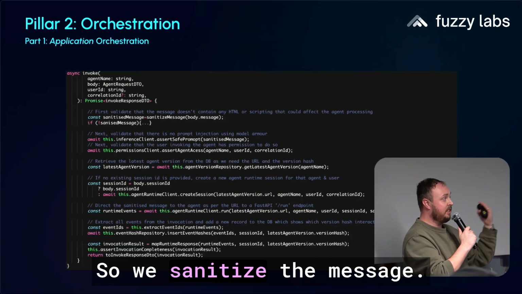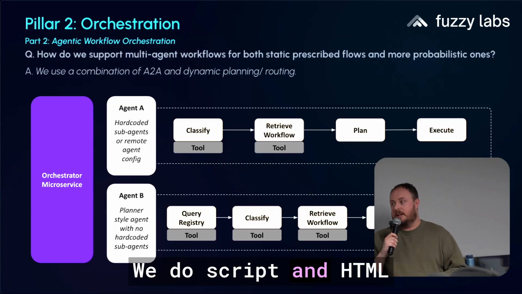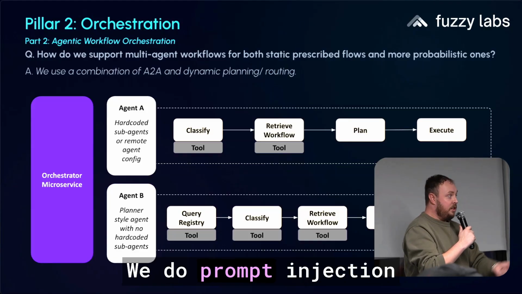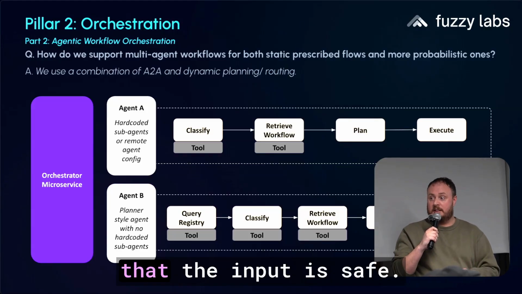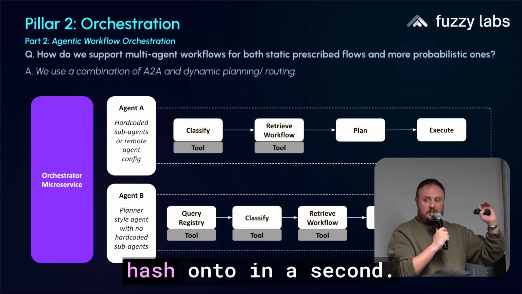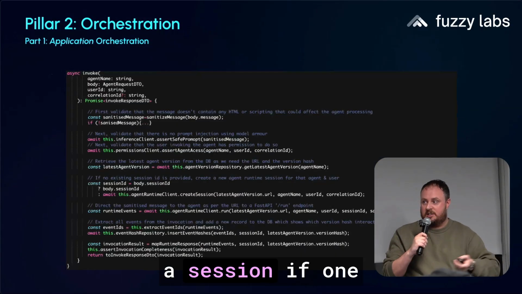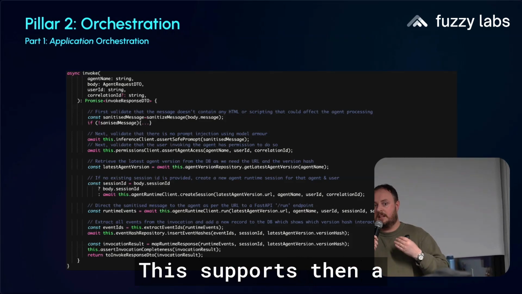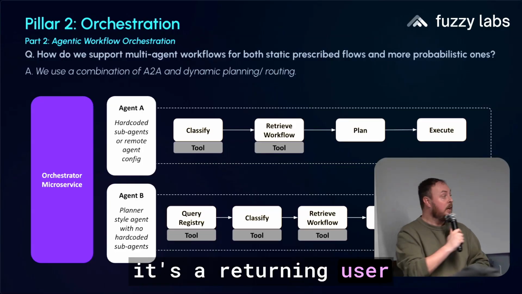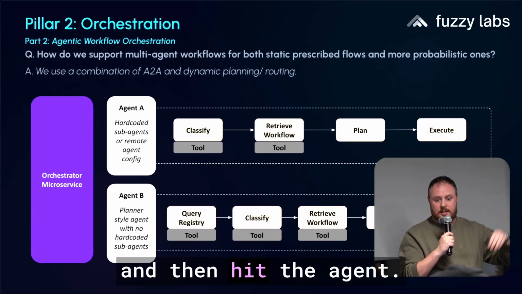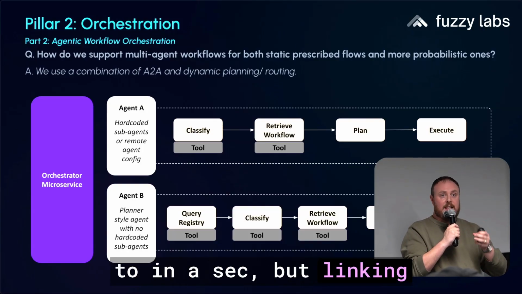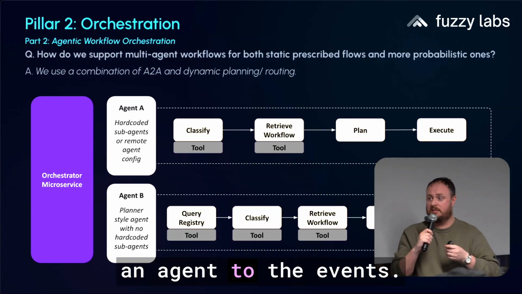Milliseconds. So we sanitize the message. We do script and HTML injection checks and strip it out and sanitize it. We do prompt injection checks using Model Armor, so we validate that the input is safe. We retrieve the latest version, URL and the version hash, I'll come on to it in a second, and then we create a session if one doesn't exist. This supports a single invocation where there is no session, and multiple invocations when it's a returning user, and then we hit the agent. And then the big thing that we are doing around that is linking, I'll come to it in a sec, but linking an agent to the events.